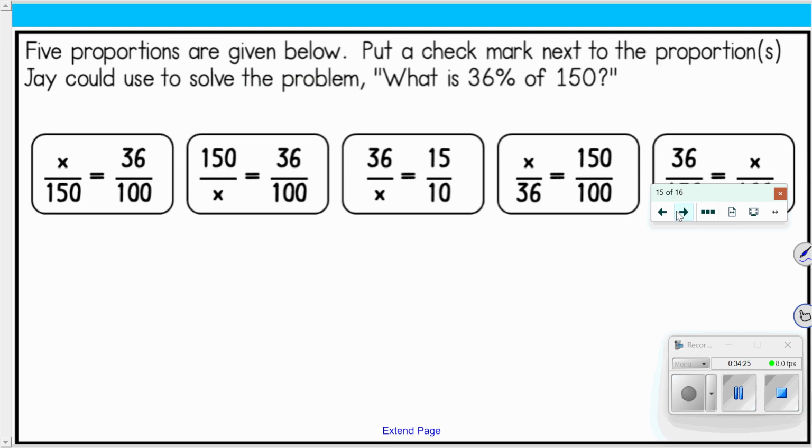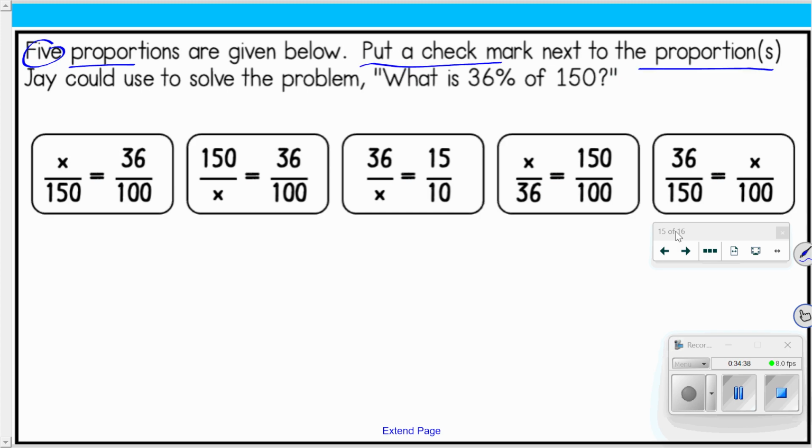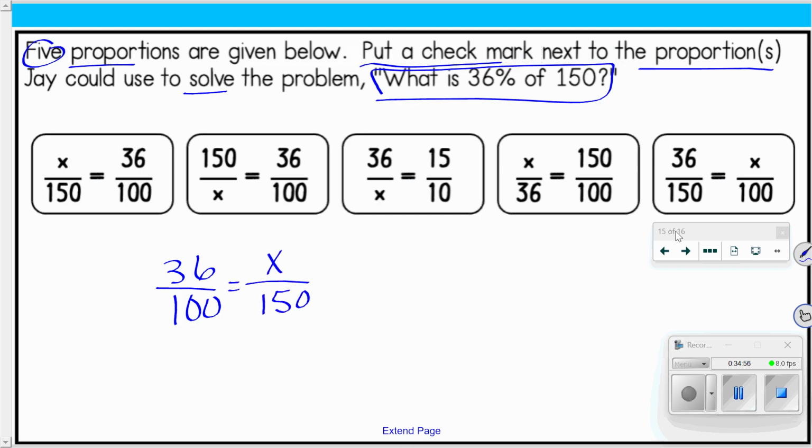Okay, our last one. Oh, hold on, guys. 5 proportions are given below. Put a check mark next to the proportion or proportions you can use to solve the problem. What is 36% of 150? The first thing I would do is set that up. So if it's 36% of 150, that's my base setup, right? Oh, look, that's this one, so that works.